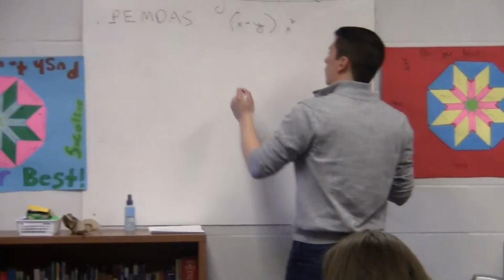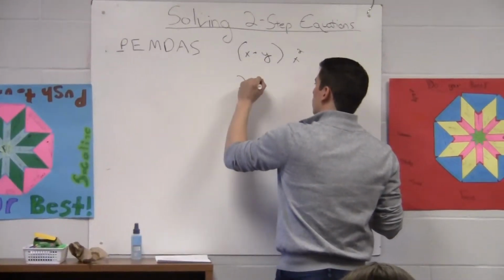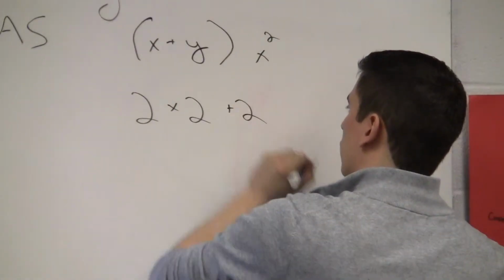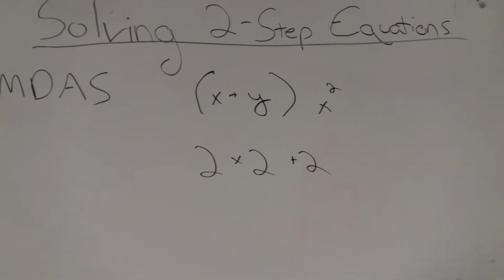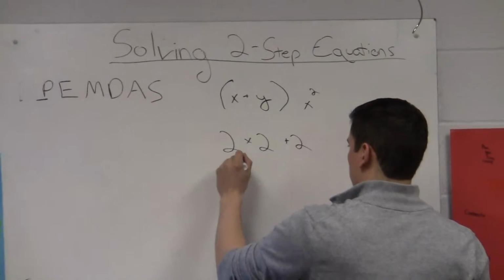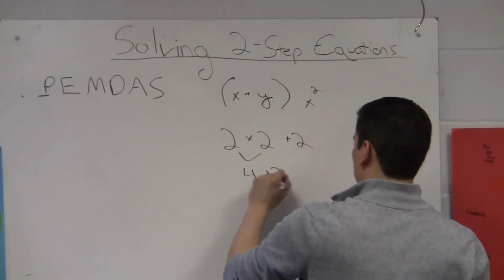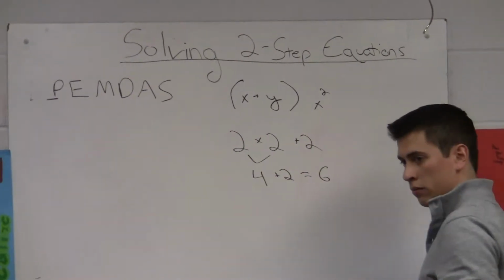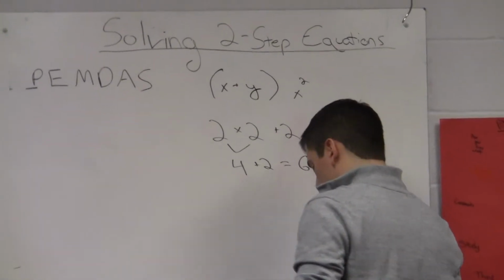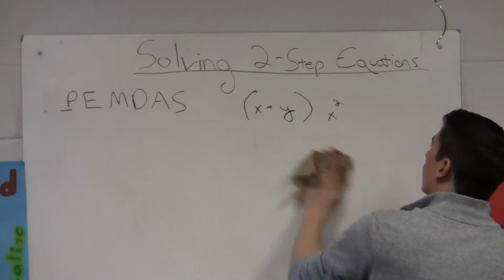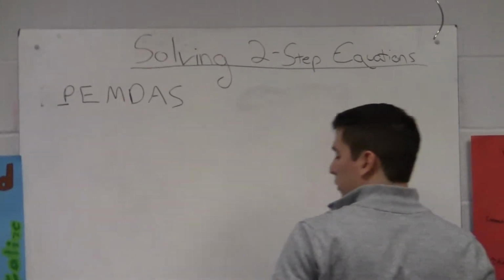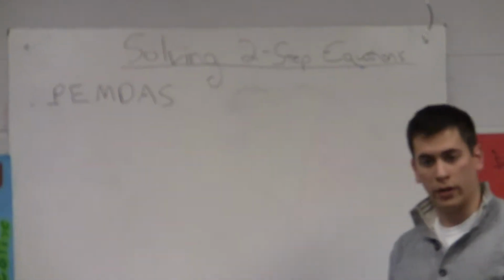So just as something small, if you do 2 times 2 plus 2, what's going to be done first? Multiplication. Yes. So 2 times 2 is 4, plus 2 is 6, right? Okay, great. So the lesson today, we're actually going to be doing the reverse part of it. We're going to be doing it backwards in order to solve for a variable.